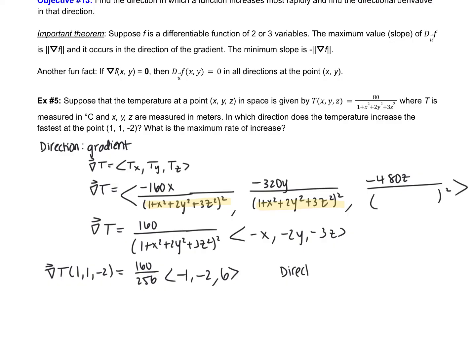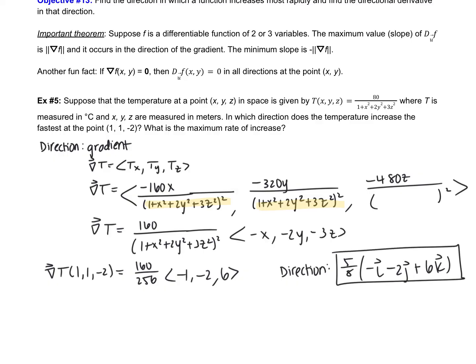So finally, our direction ends up being 5/8 times (-i, -2j, 6k) in ijk notation. So this is the direction in which the temperature is increasing fastest. Then we are also asked for the maximum rate of increase.